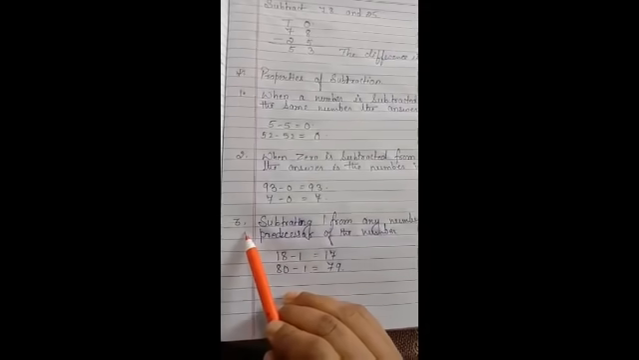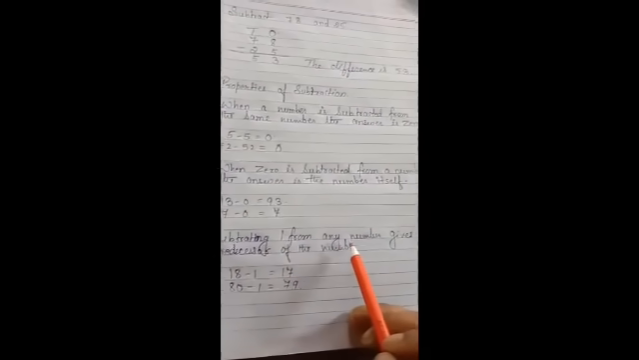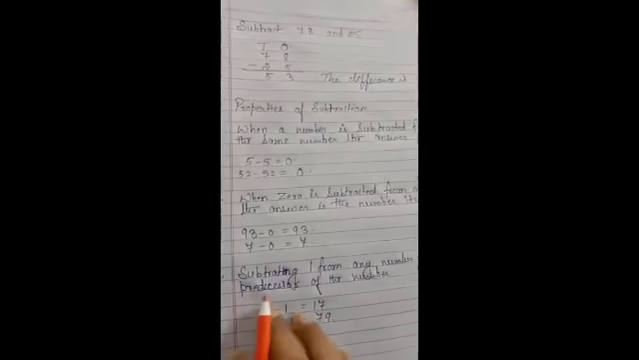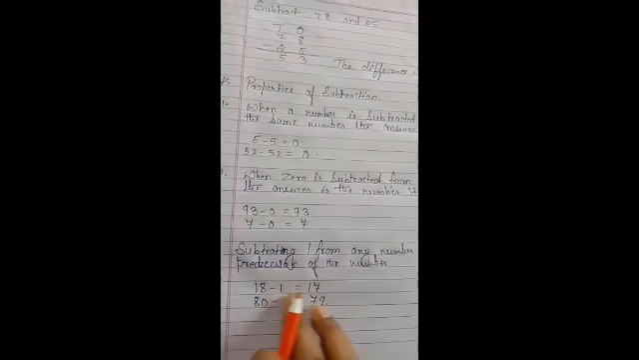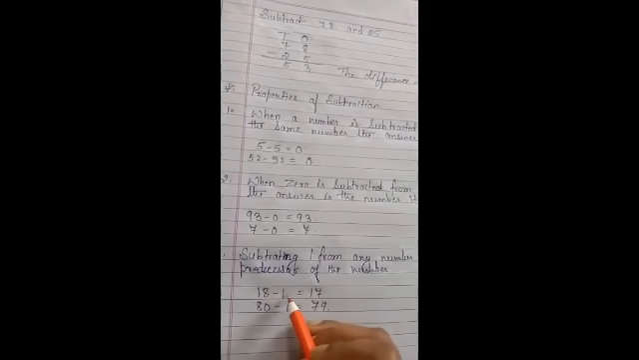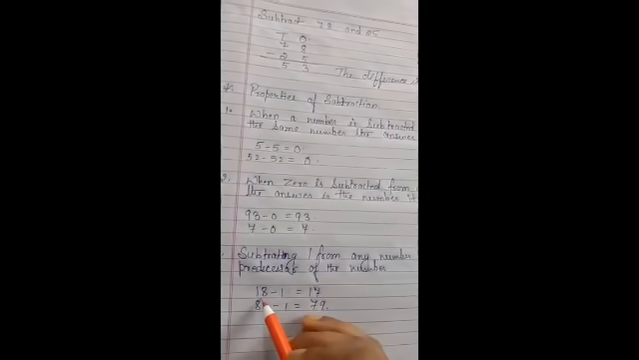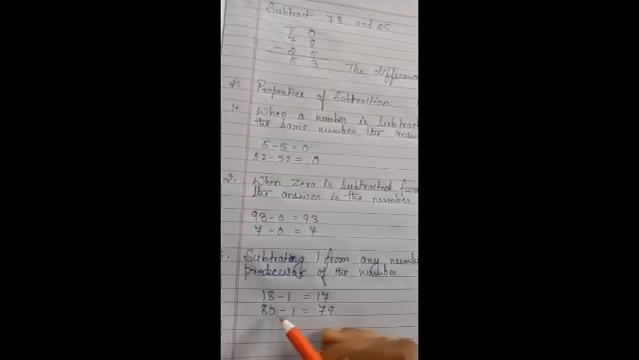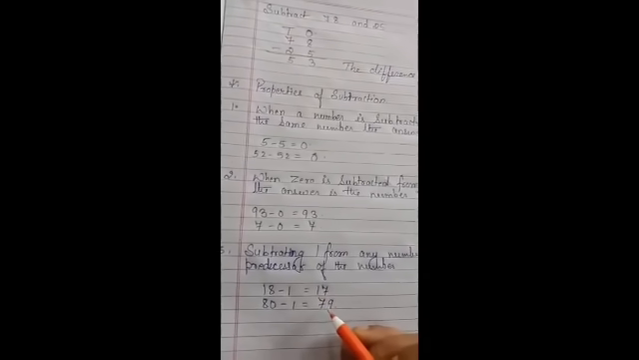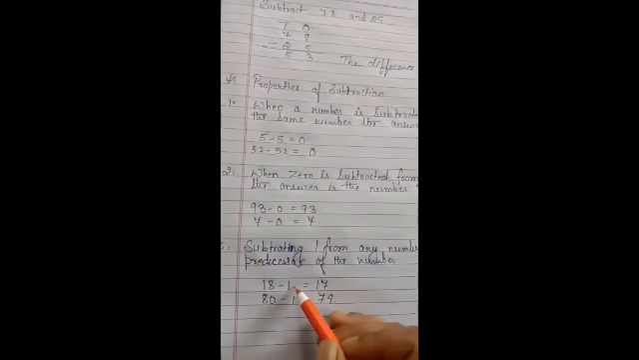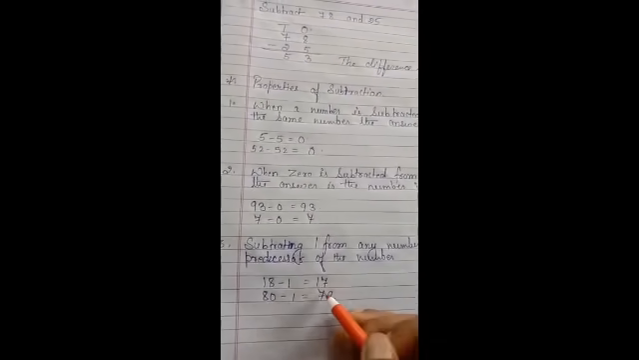Here property 3, subtracting 1 from any number gives the predecessor of the number. When we subtract 1 from any number, we get the predecessor. Suppose 18 minus 1, when we subtract 1 from 18, we get 17. Next 80 minus 1 equals to 79. So when we subtract 1 from any number, we get the predecessor of the number.